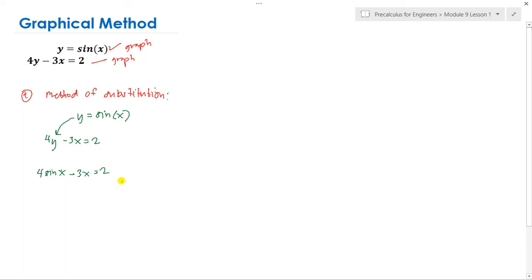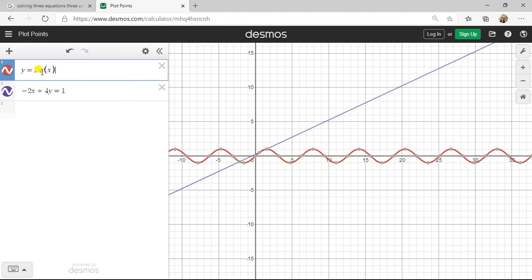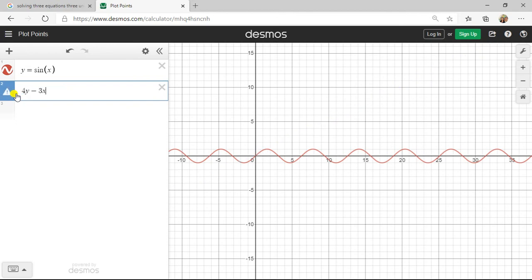So let's graph this in Desmos. Again, here you can't factor out the polynomial and trigonometric parts, you can't combine them because the angle is x while the other is 3x. It's very difficult, therefore we use Desmos. In Desmos, I input first the trigonometric function y equals sin x. Then the next one is 4y minus 3x equals 2.